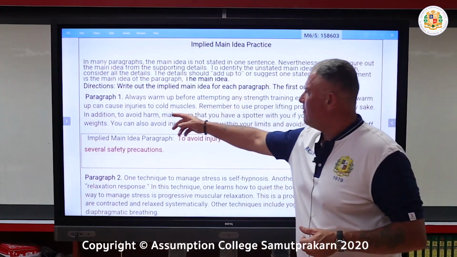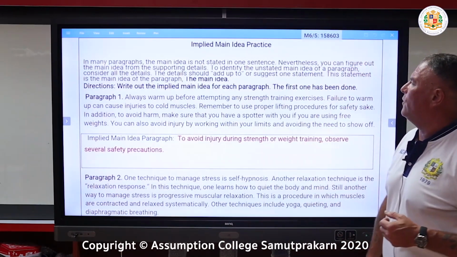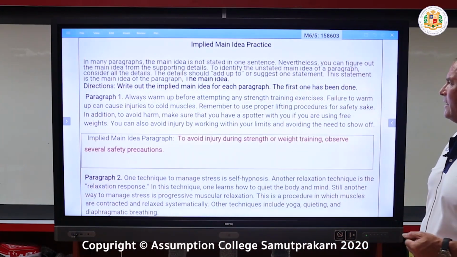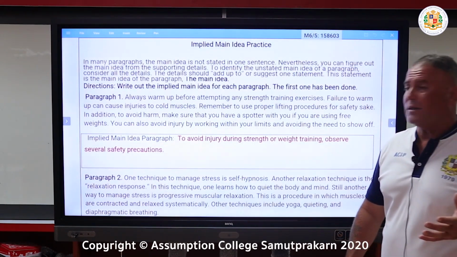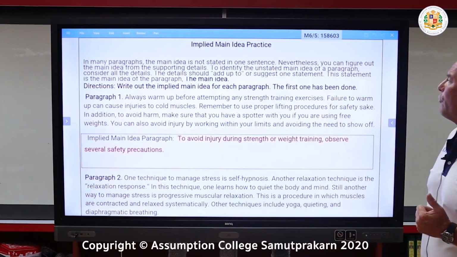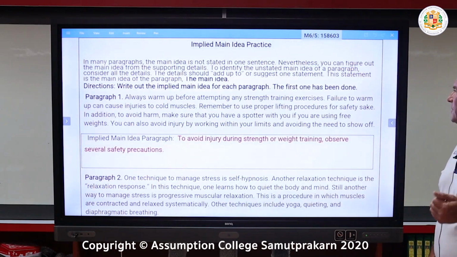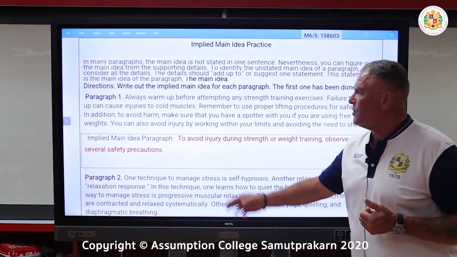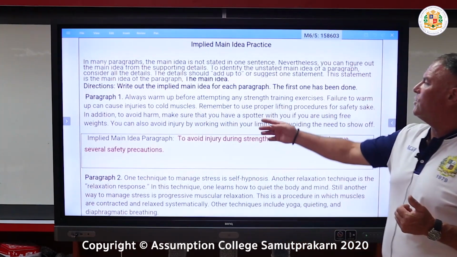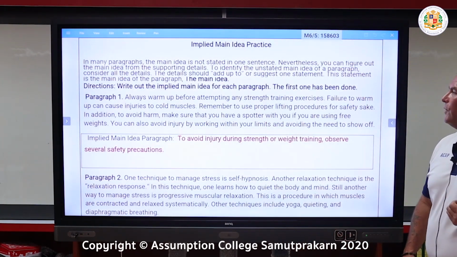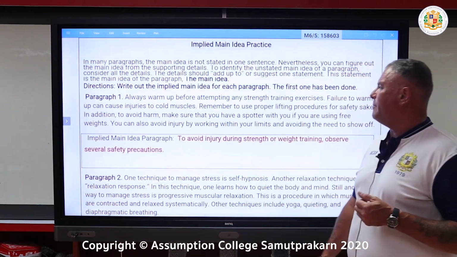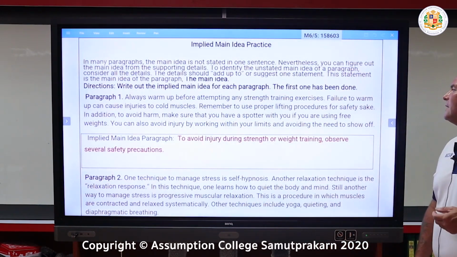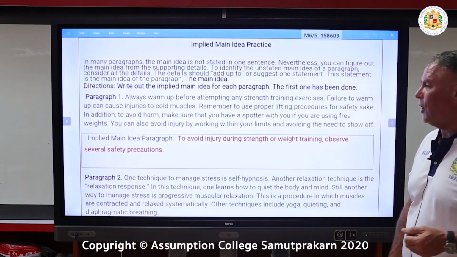Paragraph 1. Always warm up before attempting any strength training exercises. Failure to warm up can cause injuries to cold muscles. Remember to use proper lifting procedures for safety's sake. In addition, to avoid harm, make sure that you have a spotter with you if you are using free weights. You can also avoid injury by working within your limits and avoiding the need to show off.